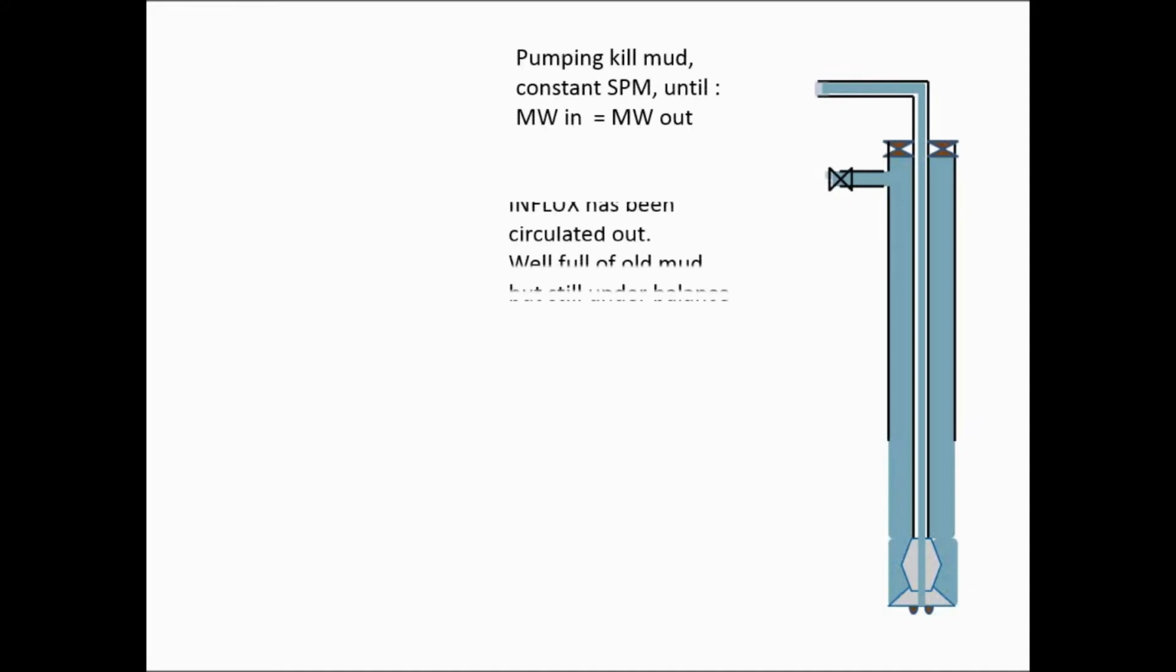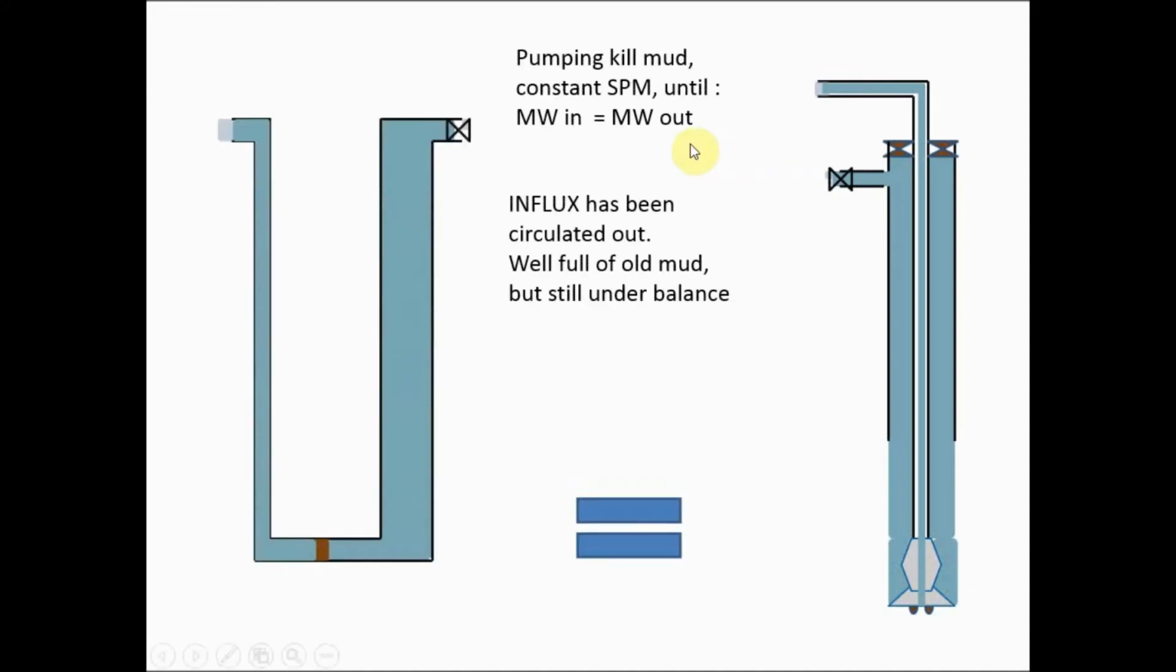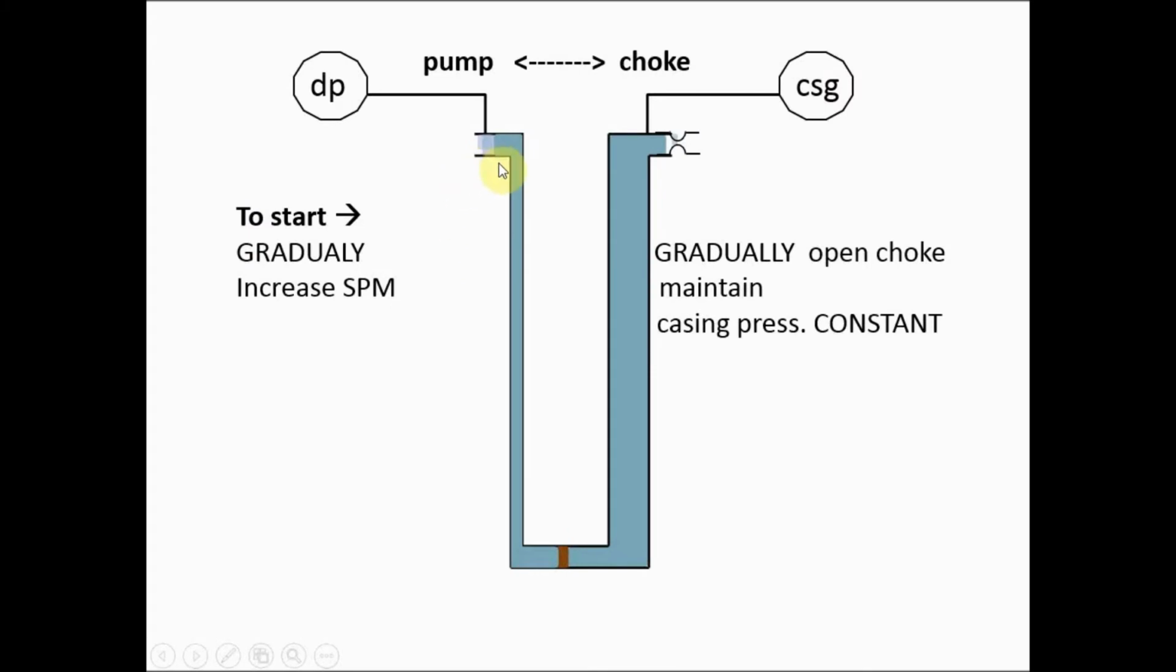Kill mud will be pumped at a constant SPM and we will circulate until mud weight in equals mud weight out. At this condition, the well is still underbalanced, but there is no more gas in the annulus. To start the circulation, we will gradually increase the SPM and gradually open the choke. We maintain casing pressure constant.